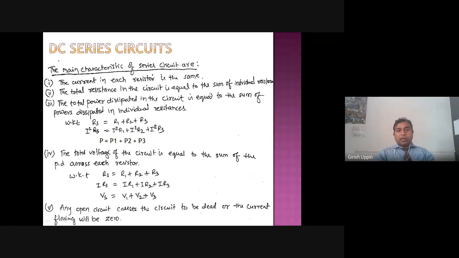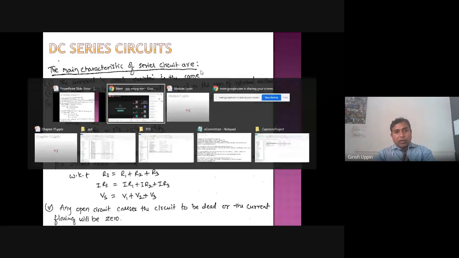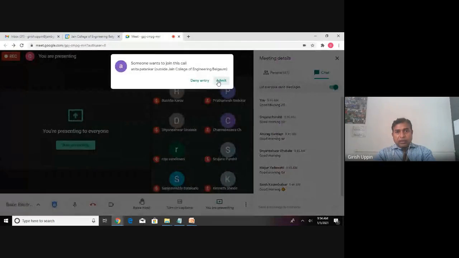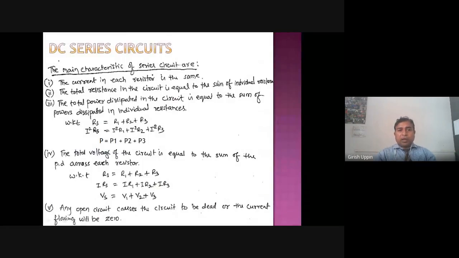Okay, these are the main characteristics of the series circuit. In the exam, they might ask the characteristics of the series circuit and the characteristics of the parallel circuit. So what are the characteristics of the series circuit? Some of the characteristics you already know. So first, what is the characteristic? If resistors are connected in series, the amount of current that is flowing in each of them would be exactly the same.